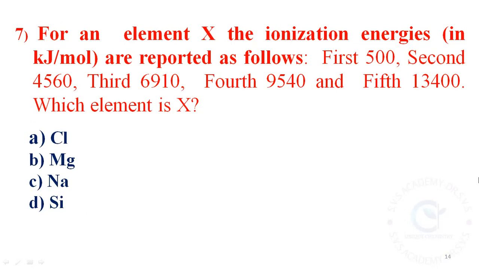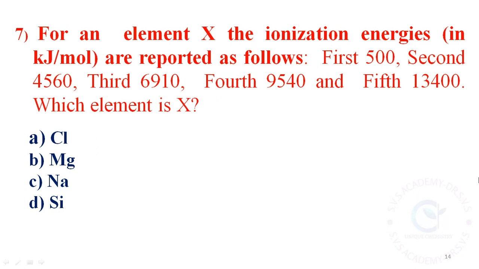The next question: for an element X, the ionization energies in kilojoules per mole are reported as follows. The first ionization energy is 500, the second is 4560, the third is 6910, the fourth is 9540, and the fifth is 13400. Which element is X?